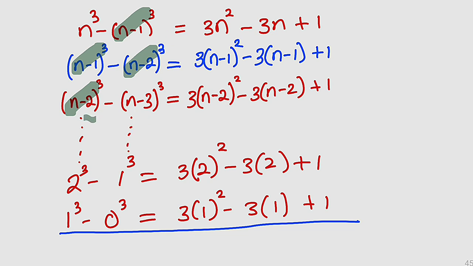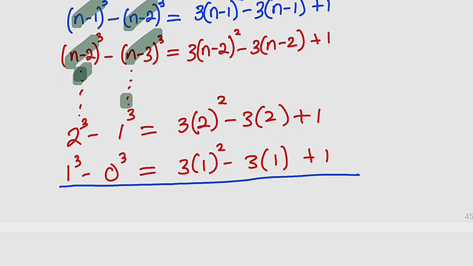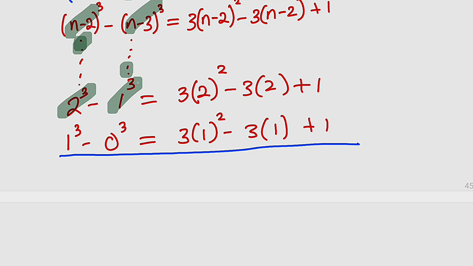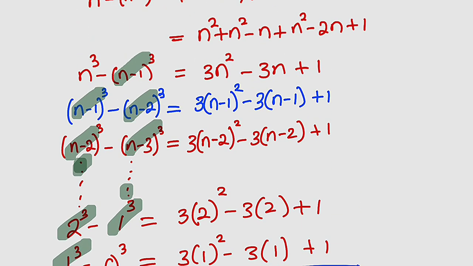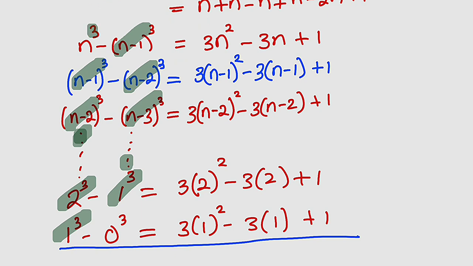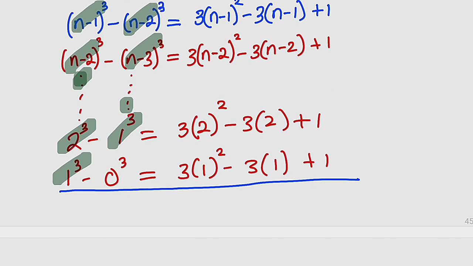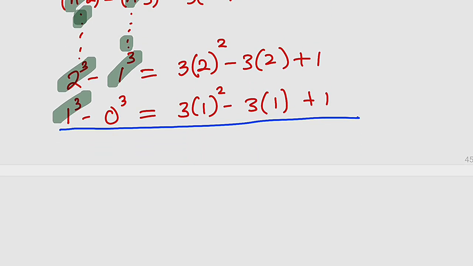So from here, the next term would be the same thing with this one, so they will cancel as well. And if you come down here, we have a term here that will correspond to 2 to the power of 3. They will also cancel. Then we have negative 1 to the power of 3, which will cancel with this one. So you can see to the left hand side, we only have n to the power of 3 minus 0 to the power of 3, which is the same thing as n to the power of 3. So to the left hand side, we only have n to the power of 3.